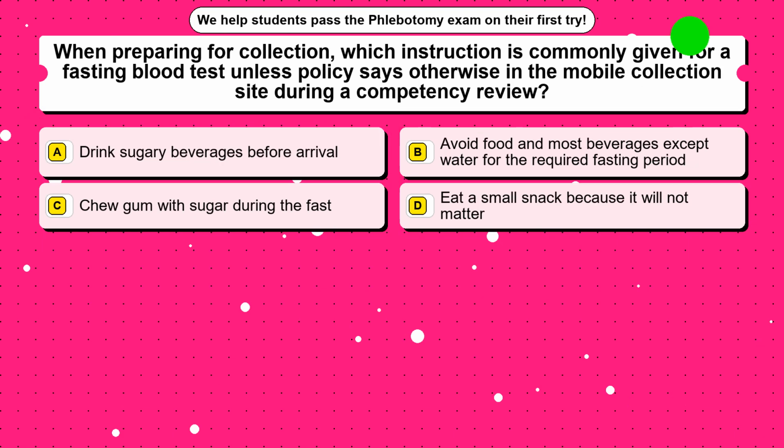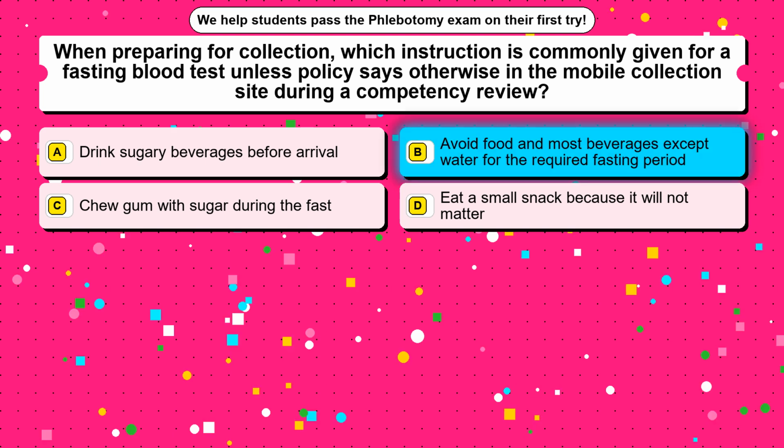Question 81. When preparing for collection, which instruction is commonly given for a fasting blood test unless policy says otherwise in the mobile collection site during a competency review? Option A. Drink sugary beverages before arrival. Option B. Avoid food and most beverages except water for the required fasting period. Option C. Chew gum with sugar during the fast. Option D. Eat a small snack because it will not matter.